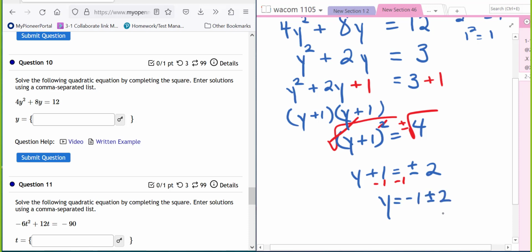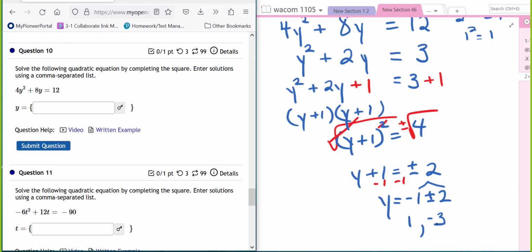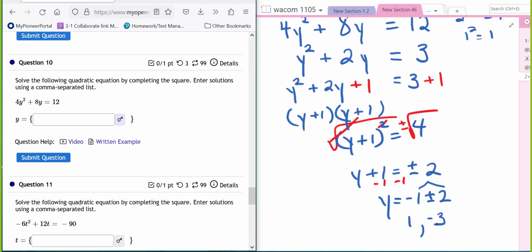This is one I would want you to work out because it has plain numbers here. So we can do negative 1 plus 2 is 1, and we can do negative 1 minus 2 is negative 3. So negative 3 and 1. There we go. And it wouldn't really care about the order, but that's a nicer order, in numerical order.